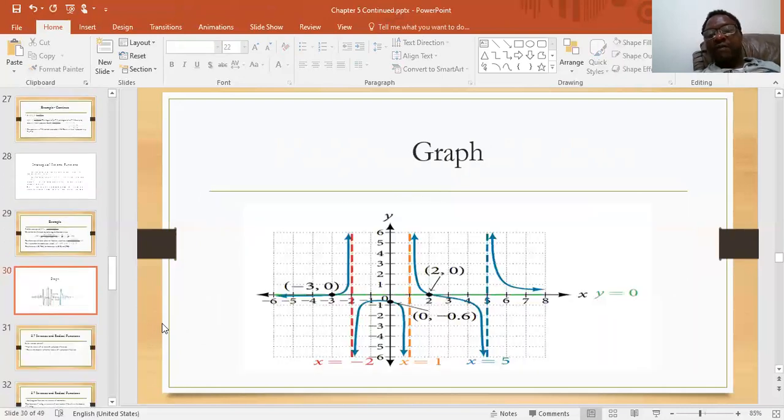So this is the graph of that function. And we can see the intercepts here: minus 3, 0; the second x-intercept here, 2, 0; and the y-intercept is at negative 0.6 here.